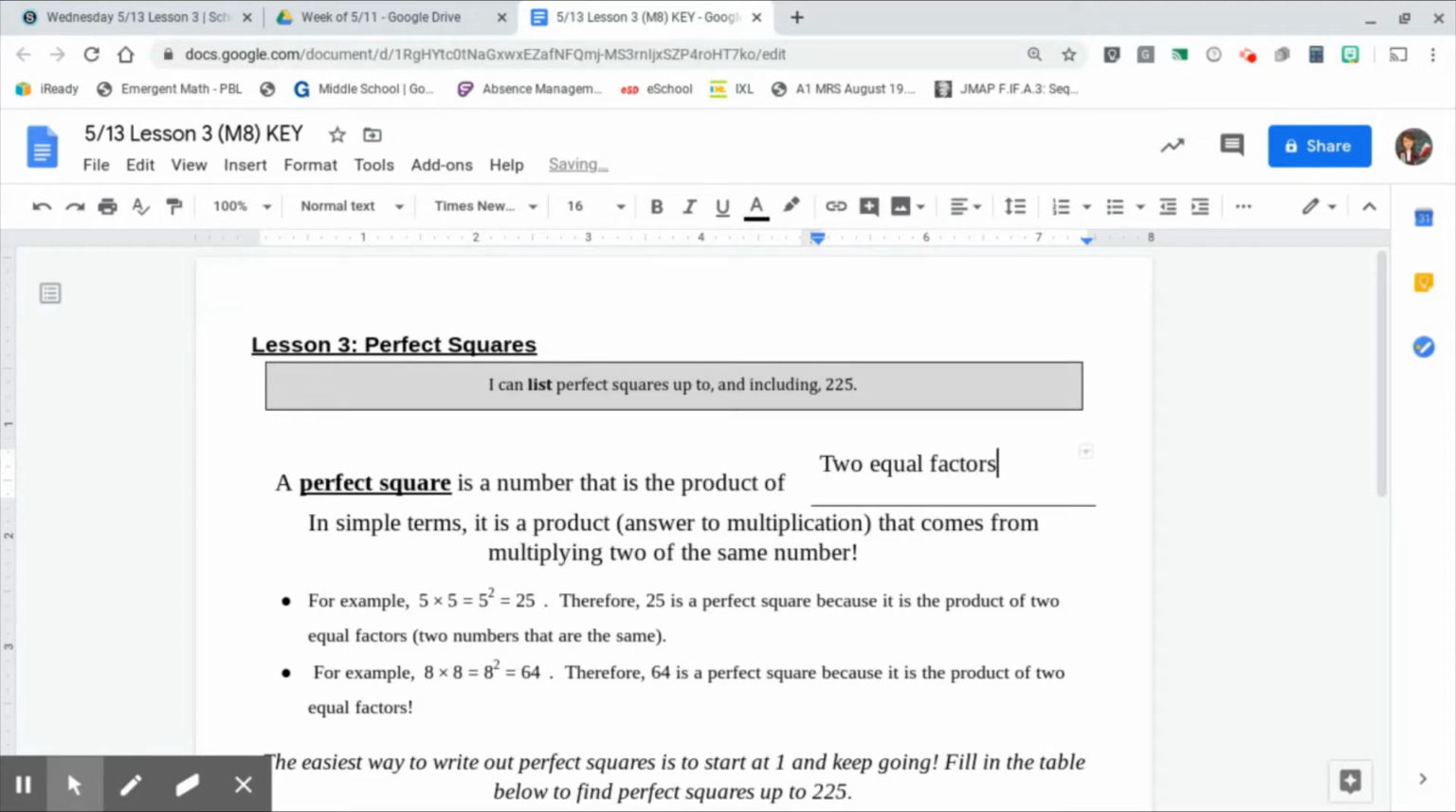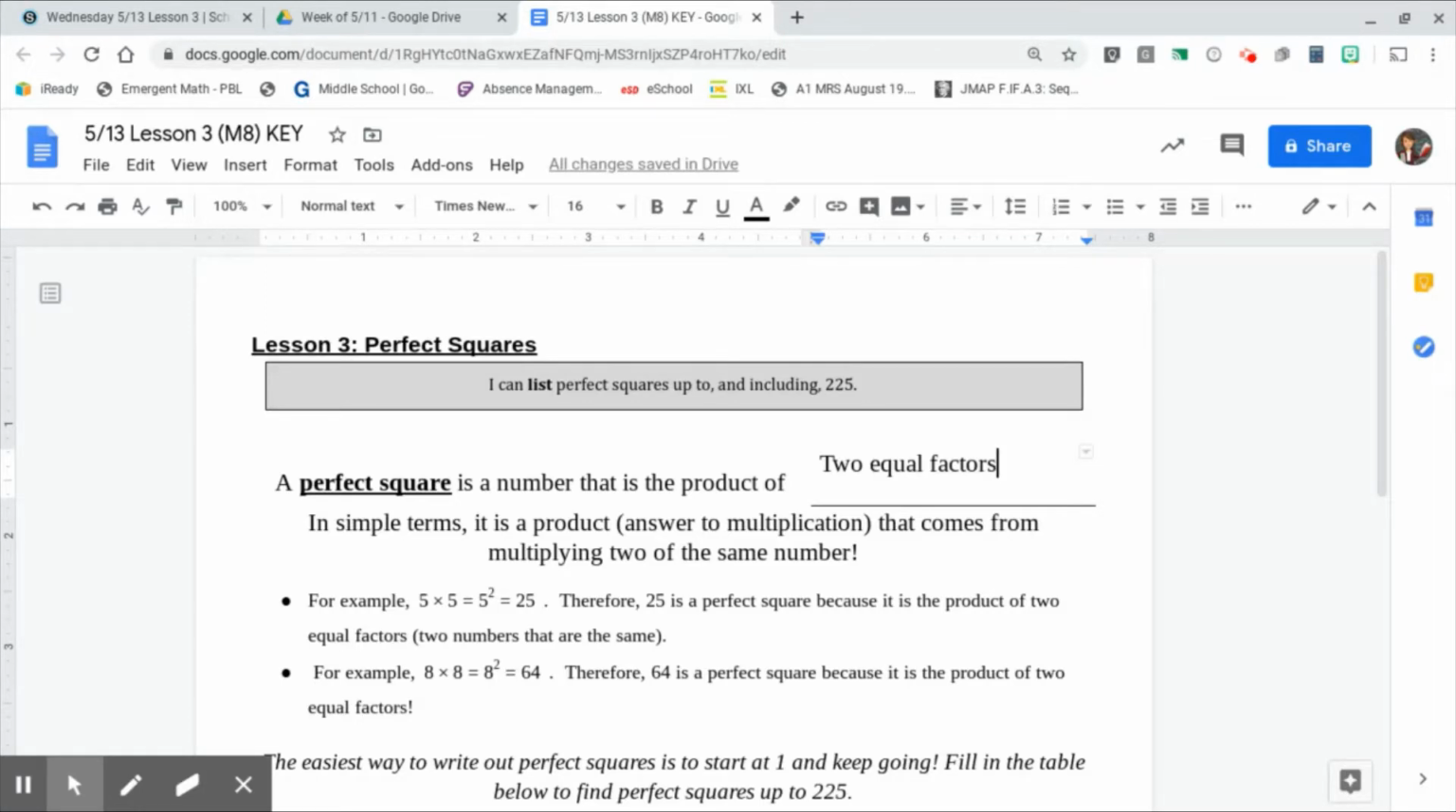So in simple terms, that means it's a product, so an answer to multiplication that comes from multiplying two of the same number. For example, 5 times 5. Those are two of the same number, right? The 5 and the 5. Those are two equal factors. Okay, that's the same thing as squaring 5, 5 squared, and that gives us 25. So therefore, 25 is a perfect square because it is the product of two equal factors.